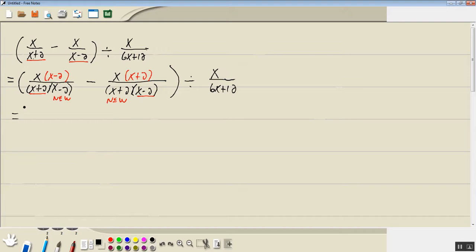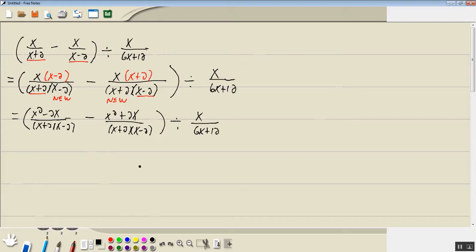Now I'm going to multiply the top part. x times x is x squared. x times negative 2 is negative 2x over our denominator. Minus x times x is x squared. x times 2 is 2x over our denominator. Divided by x over 6x plus 12. Well, now that they have the same denominator, I can merge these into a single fraction.